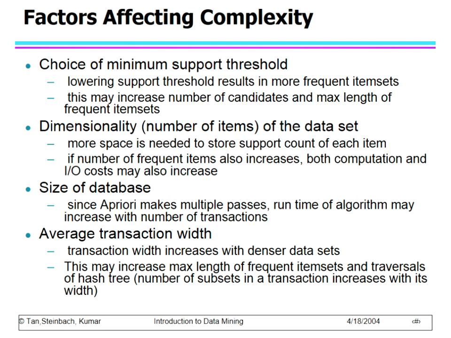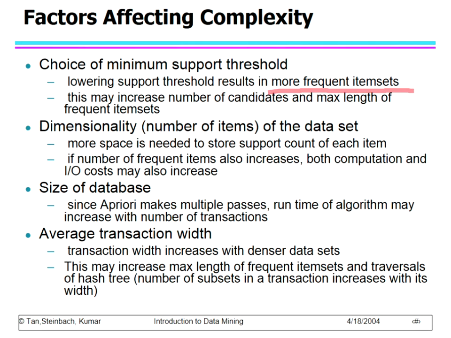So what are the factors affecting complexity? The choice of minimum support threshold. Lowering the support threshold results in more frequent item sets. If the minimum support threshold is not very large, in this case we will find more frequent item sets. This may increase the number of candidates and the max length of frequent item sets.